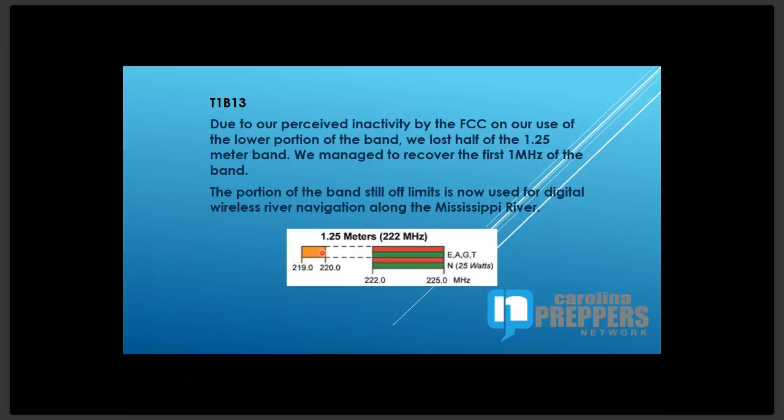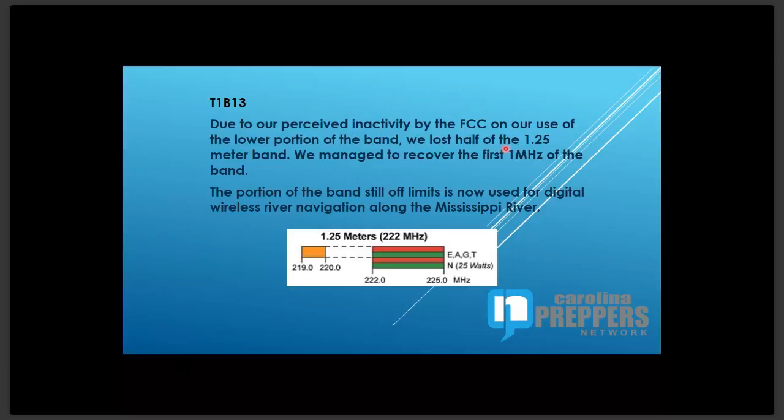And that's where I was telling you that this portion in the middle, we lost all of it. We gained back 219 to 220, but what we didn't gain back was 220 to 222, and that's because of the Mississippi River network, and because it's a vital frequency, a vital communication.